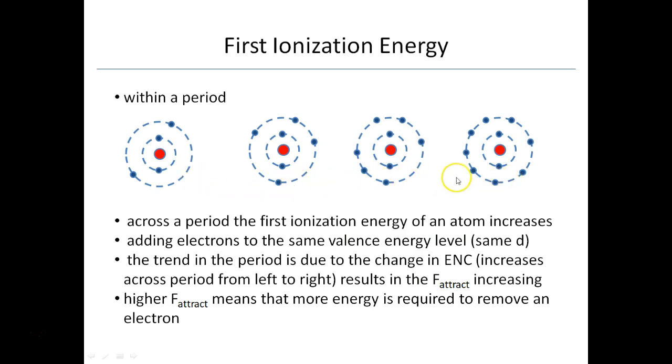So since my ENC values are increasing, but my distance is the same, 2, 2, 2, 2, that means that the attraction this valence electron feels is greater than the attraction this valence electron feels to the nucleus. And so it'll take more energy to remove this electron than the first atom on the left. And that's why my first ionization energy increases across the period.